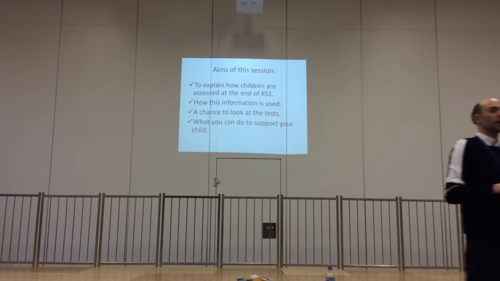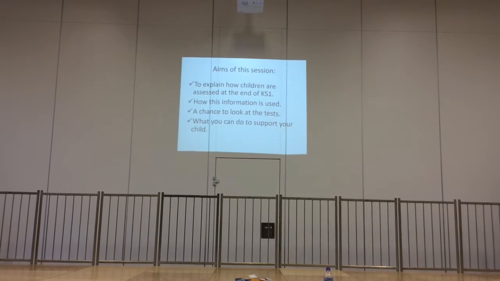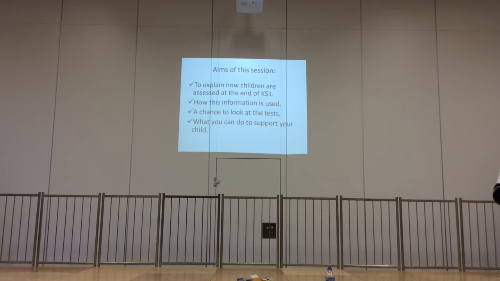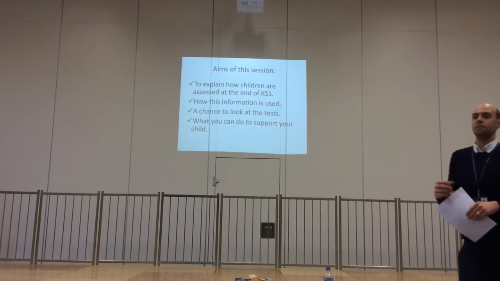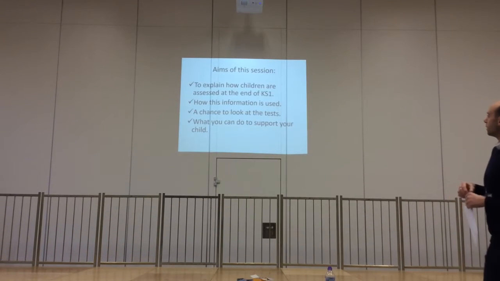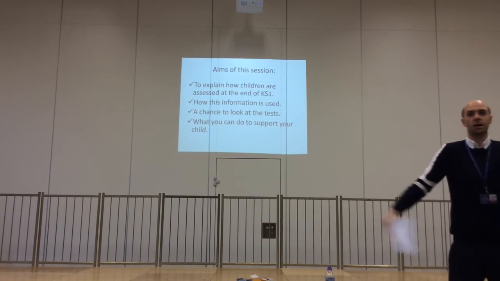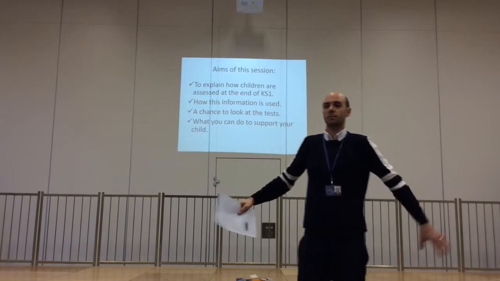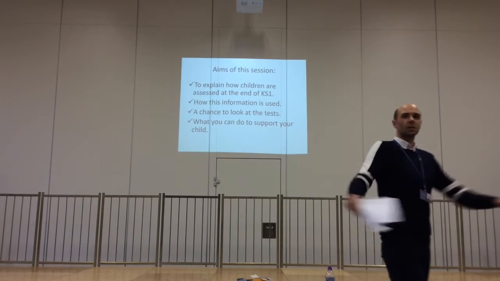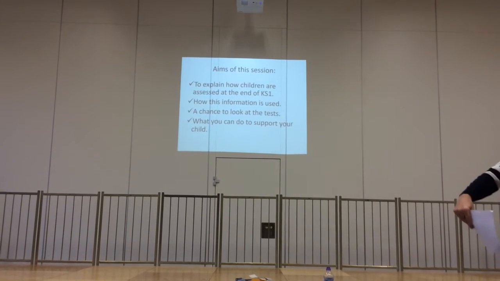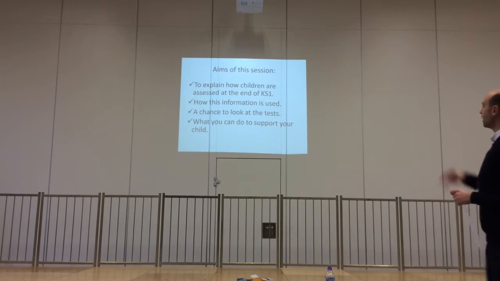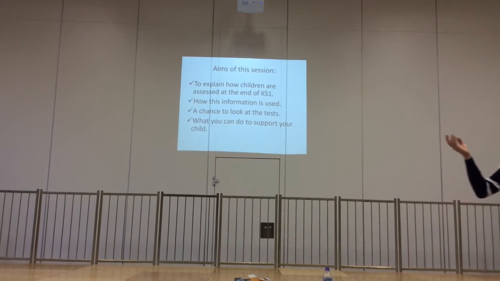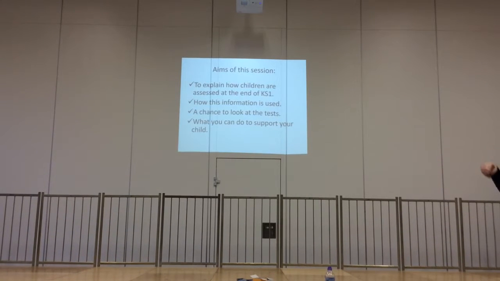Okay, so a little explanation of the aims of this session. We're going to explain how children are assessed at the end of Key Stage 1, and how this information is used. You'll have a chance to look at the tests. Behind me I've got examples of the different types of tests for you to have a look at. Please don't take them away with you, because we use them in school to practise with the children. And then, really importantly, things that you could do with your child to support at home as well.